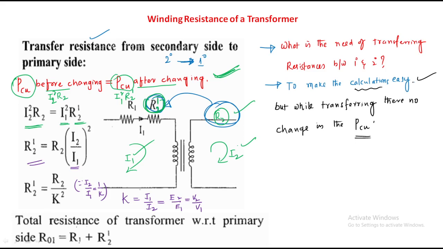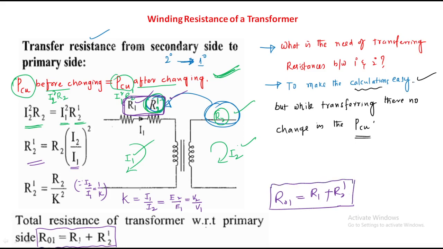So the total resistance of a transformer with respect to primary side is what? That is R1 and R2 dash. The total resistance with respect to primary side is what? R1 and R2 dash. That's why R01 is nothing but what? This is the notation of a resistance with respect to primary. That is R01, which is equals to R1 plus R2 dash. This is the total resistance of a transformer with respect to primary.